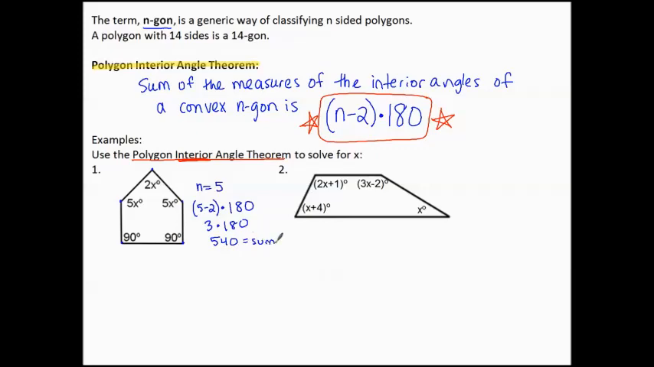540 is the sum. So I'm going to add them up. 2x, 5x, 5x. Add those up. Also, 90 and 90. Let's put that in a different column so we don't get confused. Adding up the constants, 180. Adding up the x's, 5, 10, 12. 12x plus 180 equals 540. Does this look familiar? We used to do this with triangles. Let's solve for x, subtracting because we need to subtract. 12x equals 360, dividing by 12, x is 30.